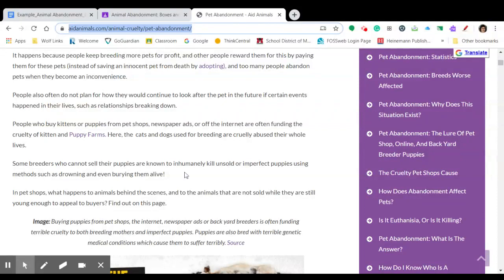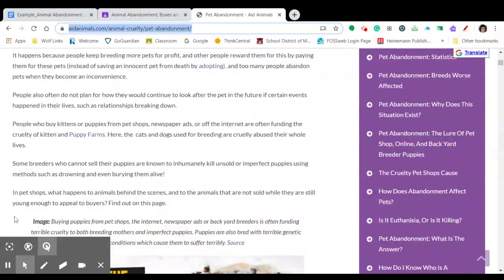who cannot sell their puppies are known to inhumanely kill unsold or imperfect puppies using methods such as drowning and even burying them alive. In pet shops, what happens to animals behind the scenes is the animals that are not sold while they are still young enough to appeal to buyers. Find out on this page.